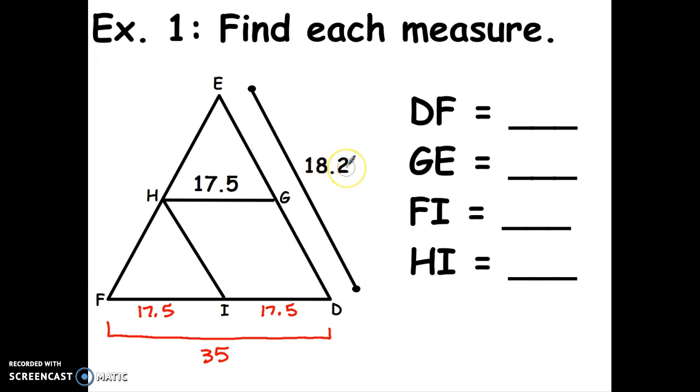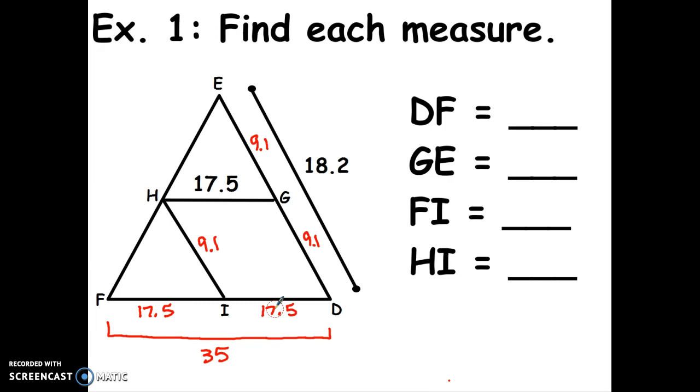18.2 divided by 2 is 9.1. So that means that this half is 9.1, and this half is 9.1, meaning that our midsegment is also 9.1. So think about it in threes. This is 9.1, this is 9.1, this is 9.1. This is 17.5, this is 17.5, and this is 17.5. Now that I've labeled my figure, I'm going to see if I can answer these questions.